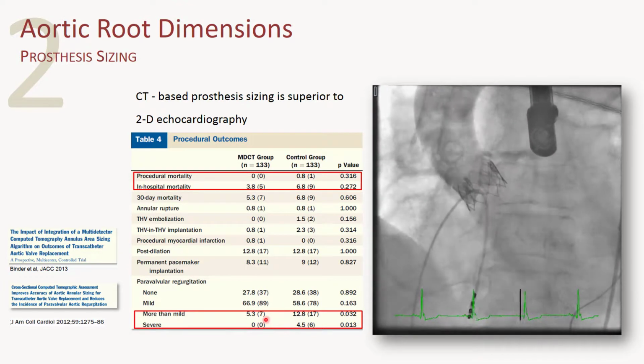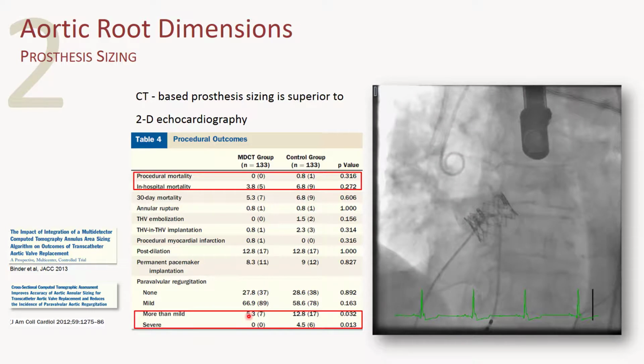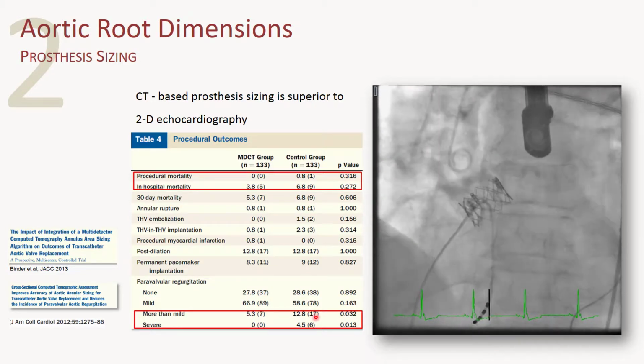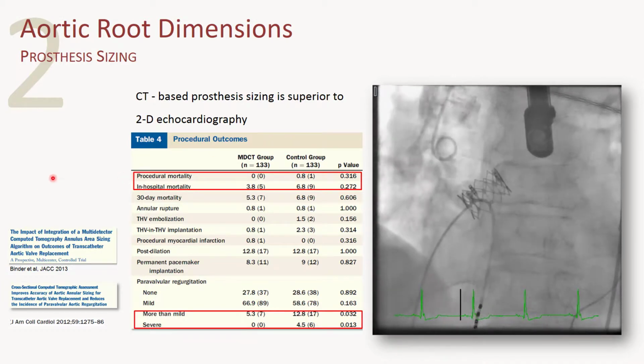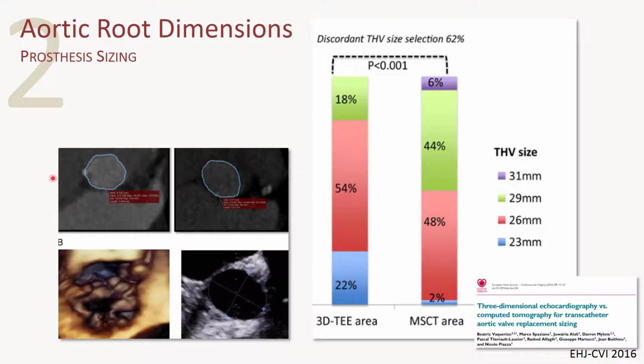And there's a very recent trial that compared 3D TEE to CT for prosthesis sizing, and it showed that you could choose a significantly higher percentage of large valve sizes if CT was used for sizing. For example, the 29 millimeter valve was chosen in 44% of patients if CT was used, only 18% if 3D echo was used. So CT gives you good dimensions of the coronary arteries and of the aortic annulus to choose the valve correctly.